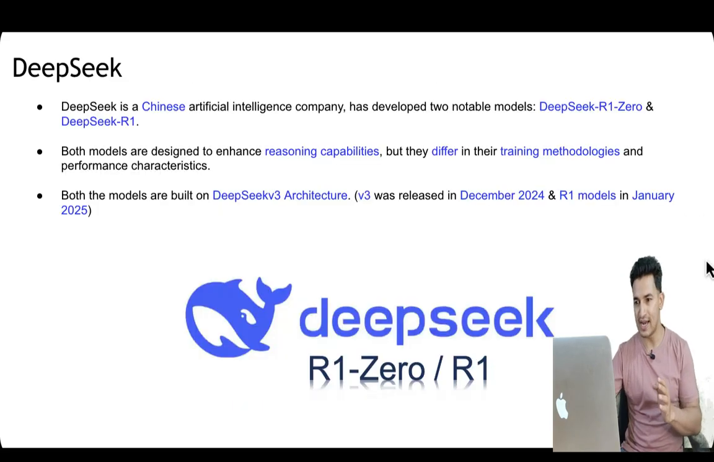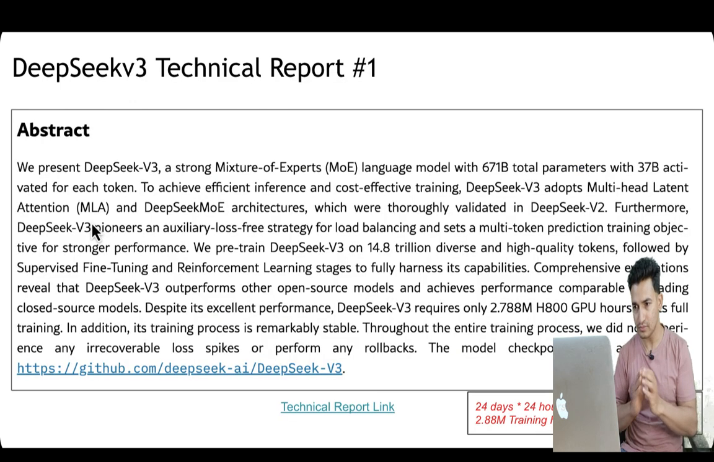DeepSeek is a Chinese artificial intelligence company, and they have developed two notable models, DeepSeek R1-0 and DeepSeek R1. Both models are designed to enhance reasoning capabilities, but they differ in their training methodologies and their performance characteristics. Both models are built on the DeepSeek V3 architecture. V3 was released in December 2024, and the R1-0 and R1 models were released in January 2025.